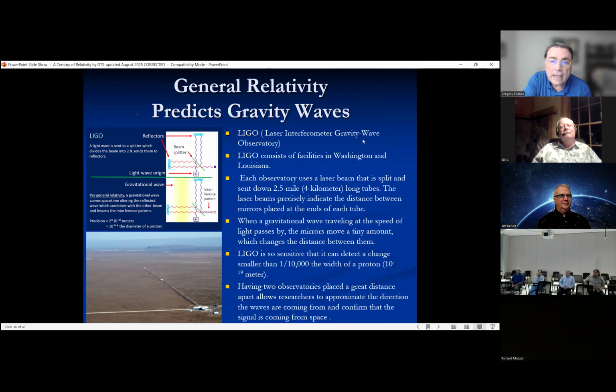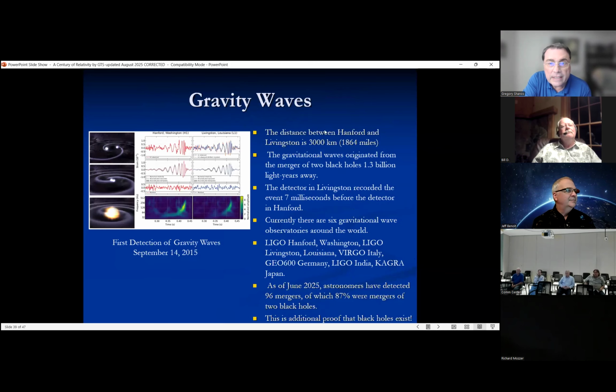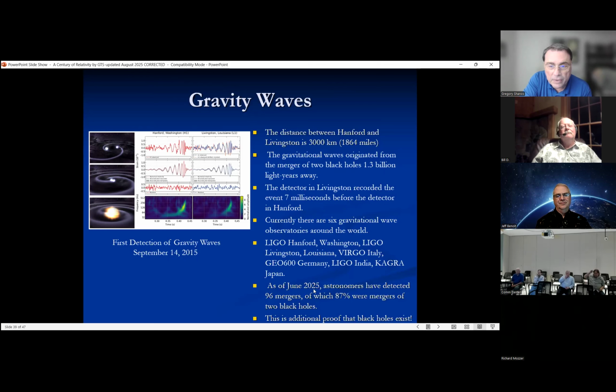This was the LIGO. There's two of them, and this is how an interferometer works. You can read this for yourself, but they actually detected it on September 14, 2015, and the two detectors were only a few milliseconds apart. Isn't that neat? And now there are several of them here. As of June 2025, 96 mergers have been detected. So now we know about gravity waves.